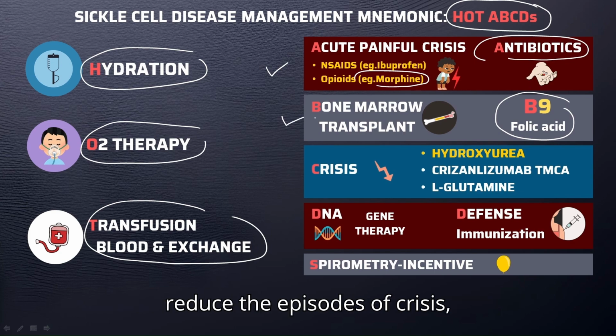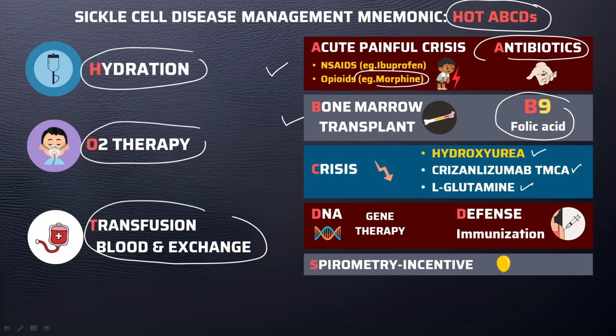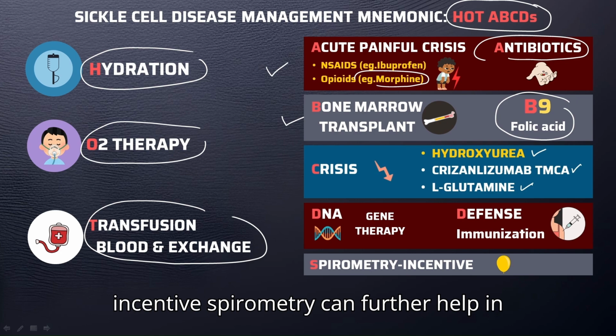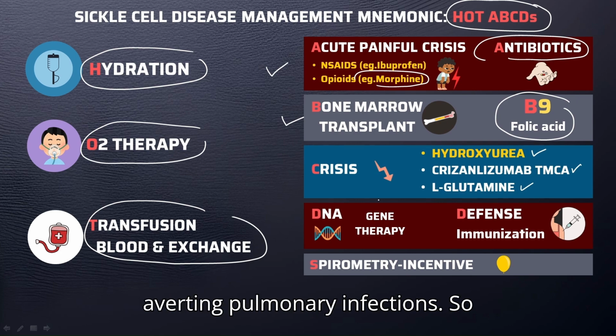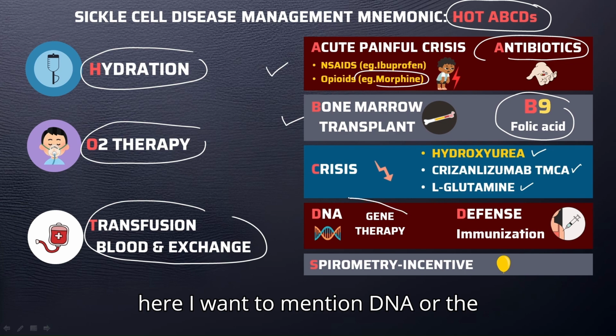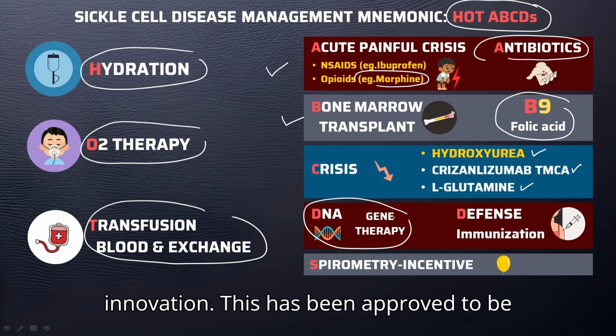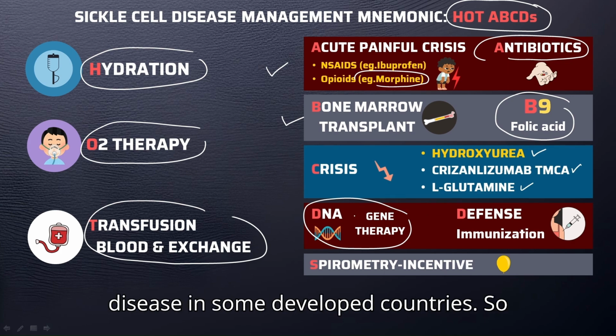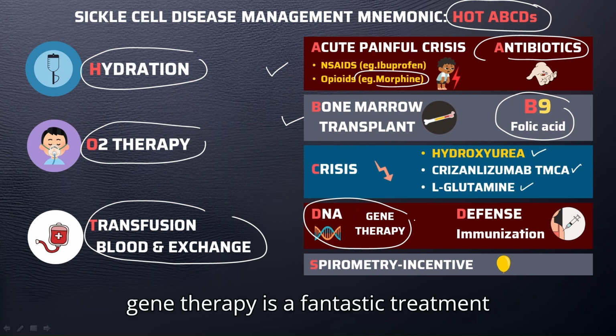Now, in order to reduce the episodes of crisis, hydroxyurea, crizanlizumab, TMCA, and L-glutamine may also be used. Keeping immunizations current is vital for infection prevention, and techniques like incentive spirometry can further help in averting pulmonary infections. So here I want to mention DNA or gene therapy, which is a fantastic innovation. This has been approved for the treatment of sickle cell disease in some developed countries. So gene therapy is a fantastic treatment modality.